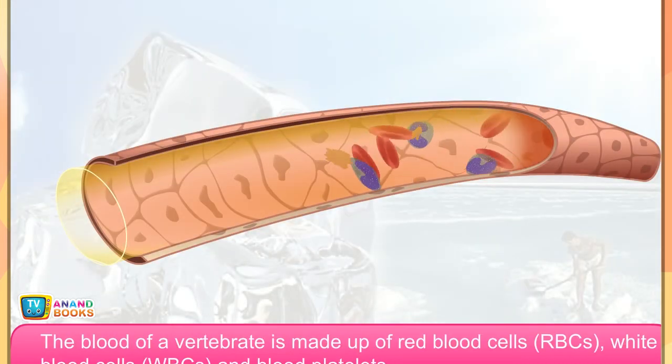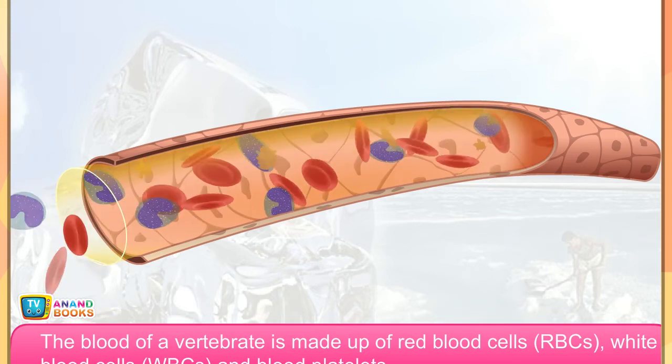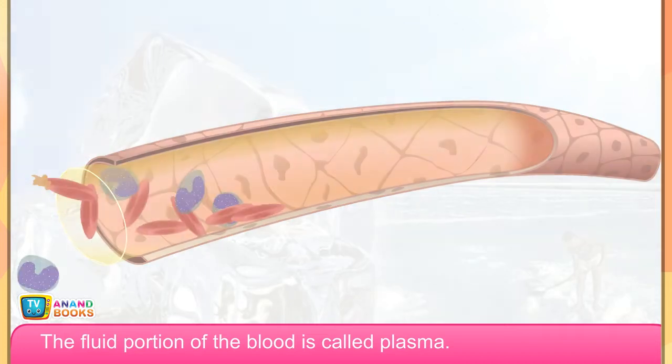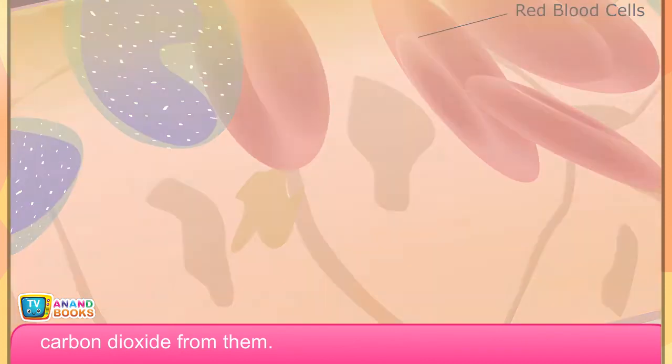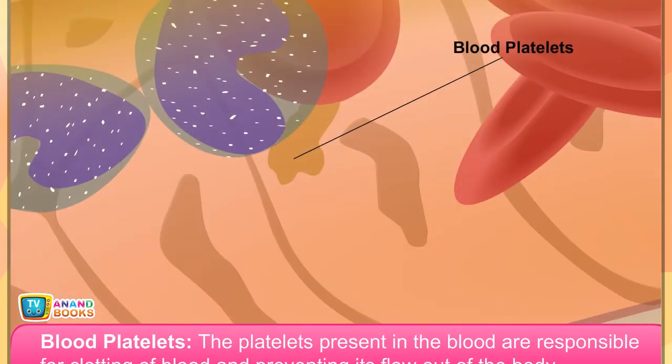Composition of blood. The blood of a vertebrate is made up of red blood cells, RBCs, white blood cells, WBCs, and blood platelets. The fluid portion of the blood is called plasma. Red blood cells, RBCs. These cells are red due to hemoglobin. They are responsible for giving oxygen to each tissue and taking carbon dioxide from them. White blood cells, WBCs. They are colorless and smaller in number than RBCs. They defend the body against diseases. Blood platelets. The platelets present in the blood are responsible for clotting of blood and preventing its flow out of the body.